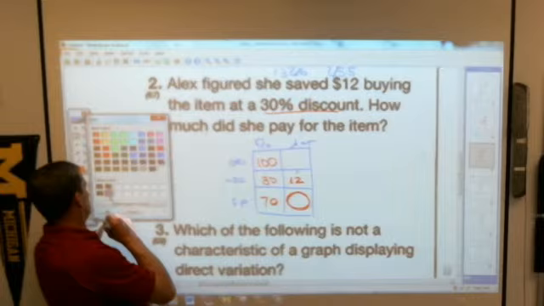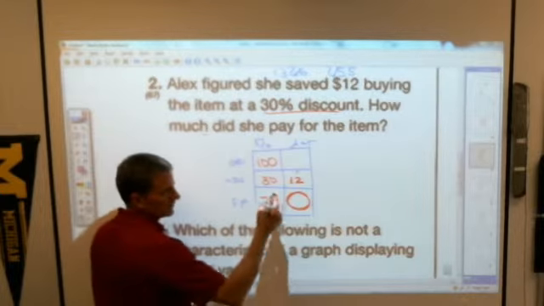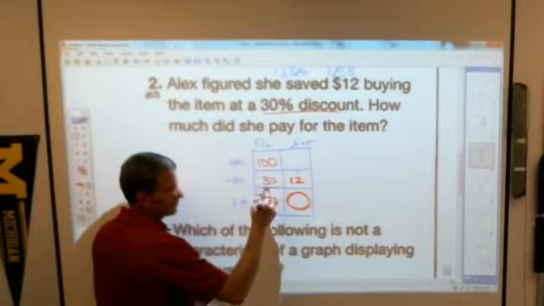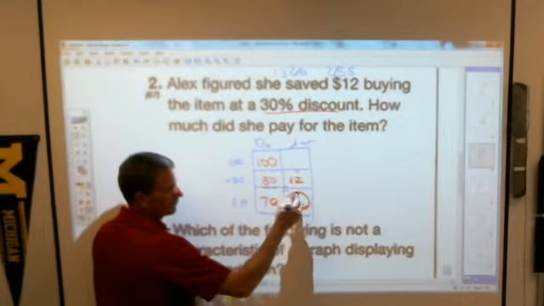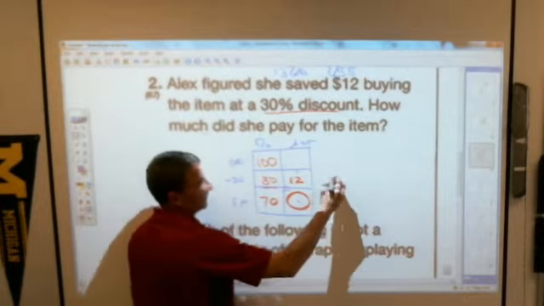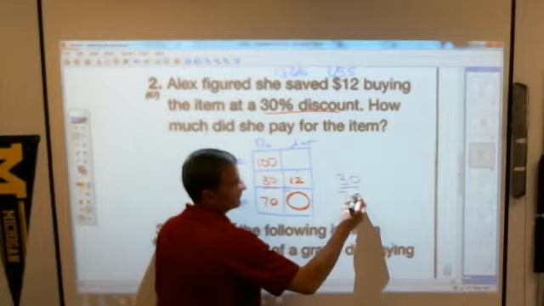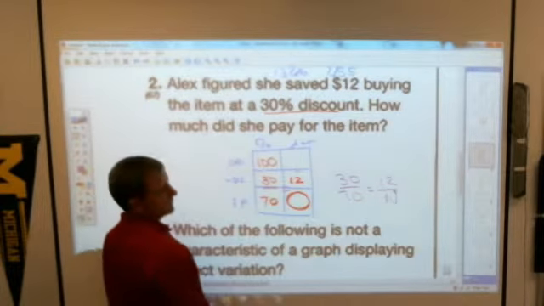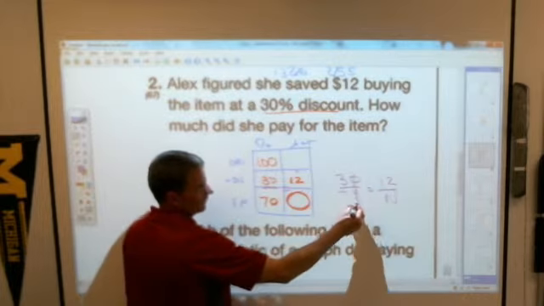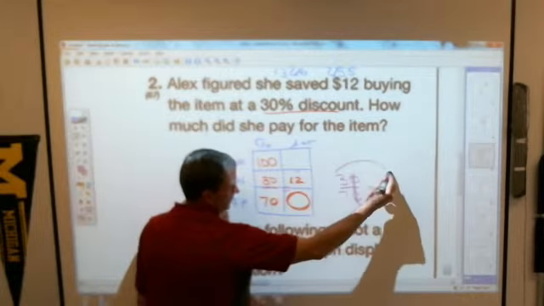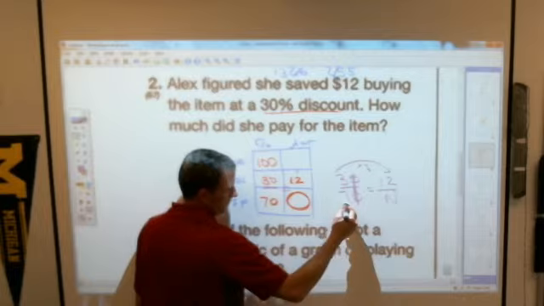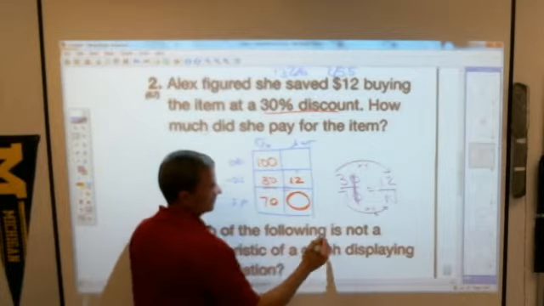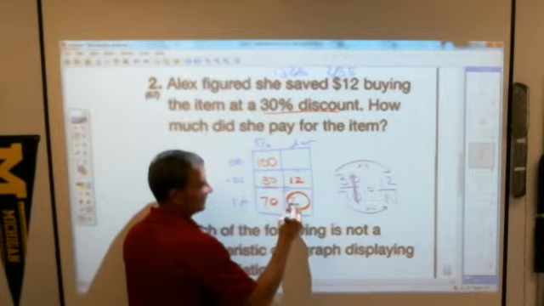There's not a whole lot left to do. You can just leave this like this and know that this is this fraction, 30 over 70 equals 12 over what number? I'll rewrite it. 30 over 70 equals 12 over what number? Please reduce because it'll make your life easy. Divide both by 10, you're left with this. 3 times 4, 7 times 4. Your answer is $28.